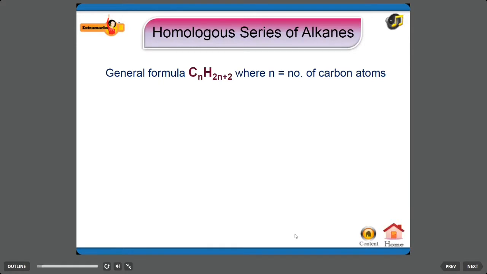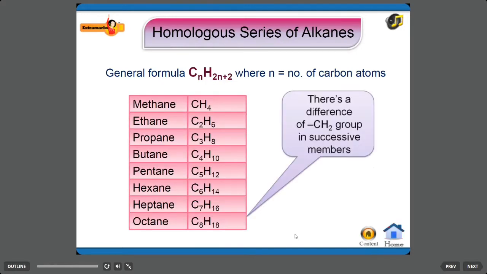Now we will learn about homologous series of alkanes. General formula of alkanes is CnH2n+2, where n denotes the number of carbon atoms. Here you can see the first 8 members of the homologous series of alkanes. If you look carefully, you will notice that there is a difference of CH2 group between successive members.